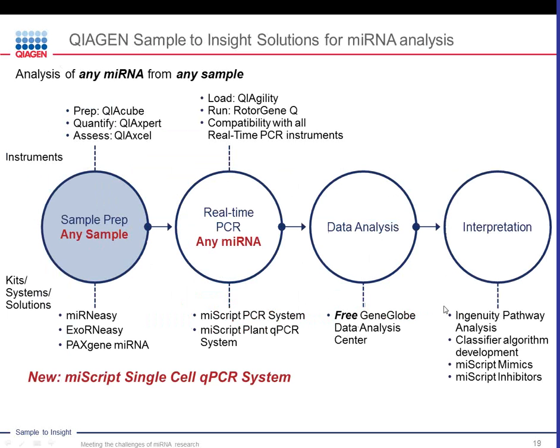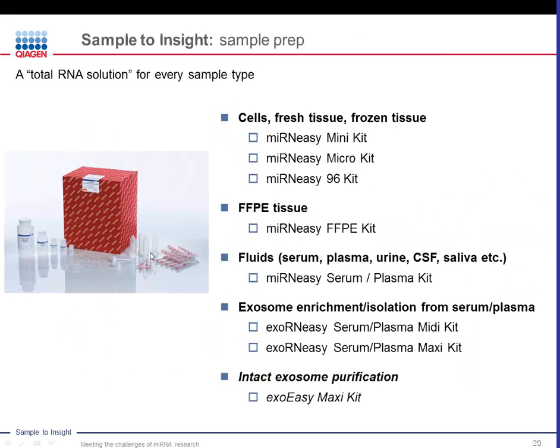So here at QIAGEN, beyond providing you with individual solutions for sample prep, real-time PCR, etc., we have sample-to-insight solutions that can take you from your specific sample to actionable insights based off of interpretation of your data. So we have a whole host of sample prep technologies to meet your specific needs of your samples, real-time PCR assays to quantify any microRNA, data analysis solutions that are free, and data interpretation solutions to enable you to accelerate your research. So naturally, we'll begin with sample prep and discuss the offerings that QIAGEN has.